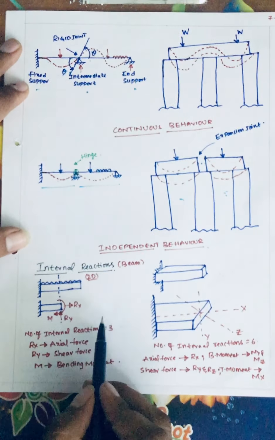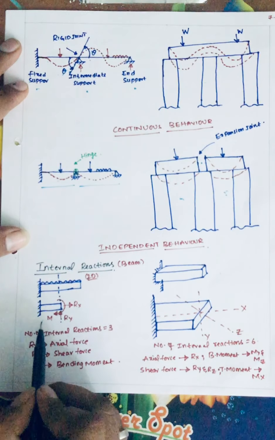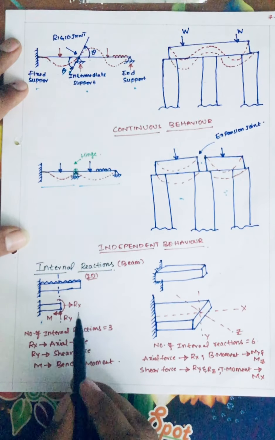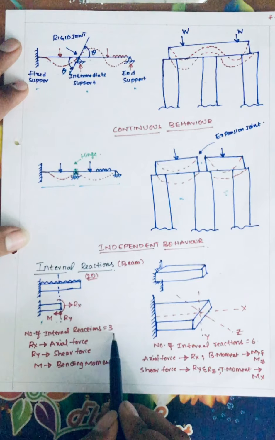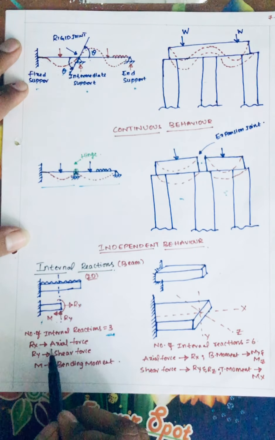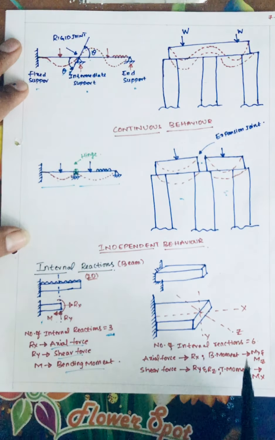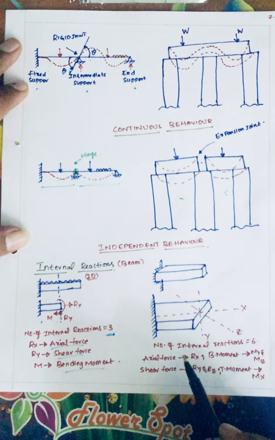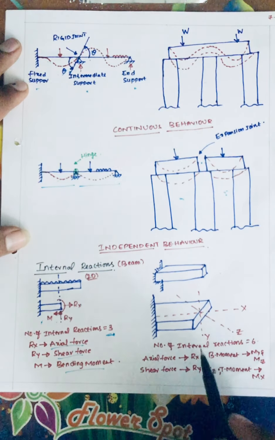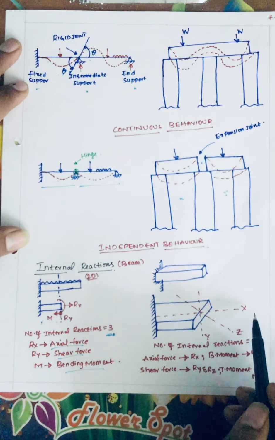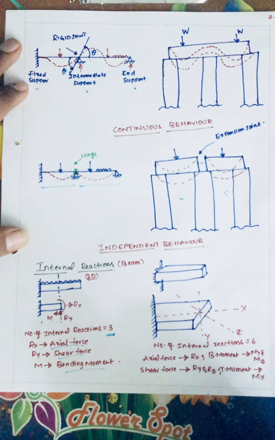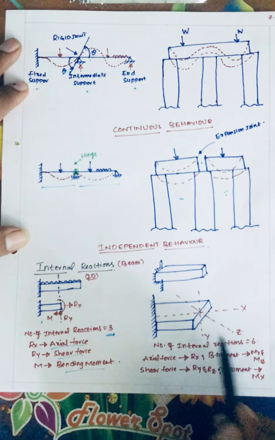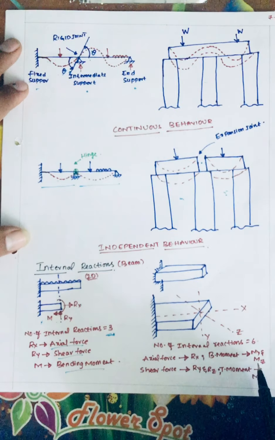So here there are two examples of beam. Internal reactions, as I have shown you earlier, are Rx, Ry and M. The number of internal reactions will be 3 in 2D, that is axial force, shear force and bending moment. For a 3D structure, there will be 6 types of reactions. One will be axial force Rx, the others will be Ry and Rz in perpendicular directions, and then bending moments Mx and My, and torsional moment.